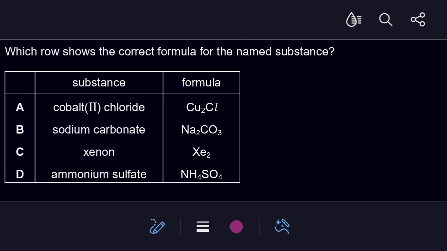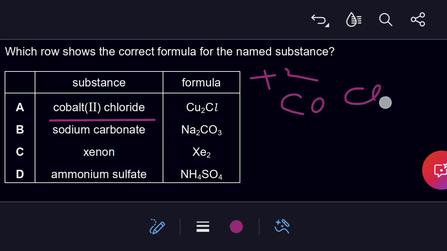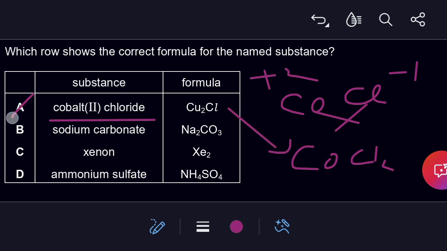Question number 9. Which row shows the correct formula for the named substance? Cobalt chloride Cu2Cl. Now this is wrong, because over here it is written cobalt(II) chloride. That means cobalt will have a +2 charge and chlorine always has a -1 charge. So cross it, so it will become CoCl2, and it's Cu2Cl. So it's wrong.